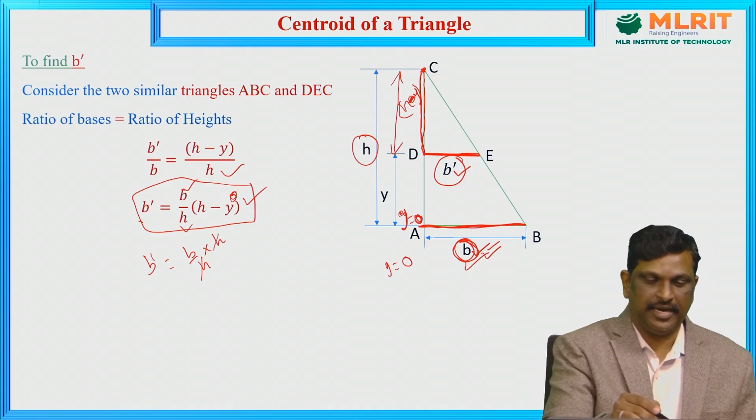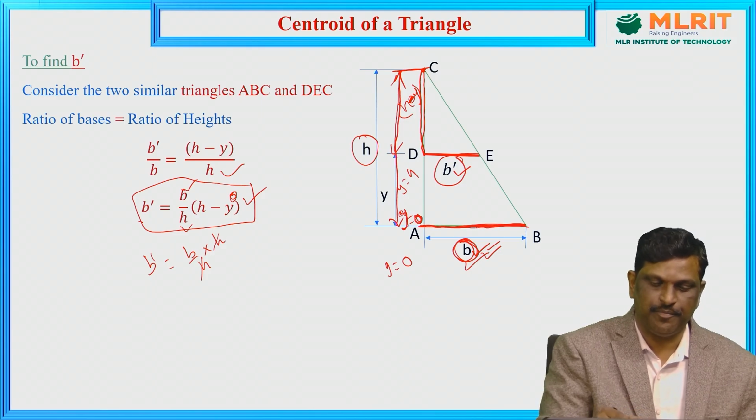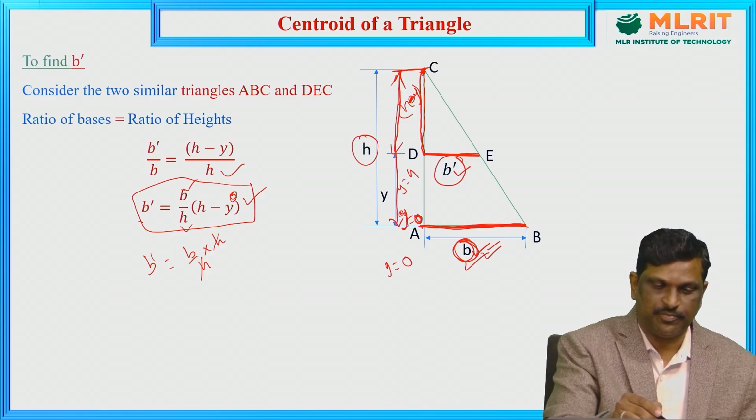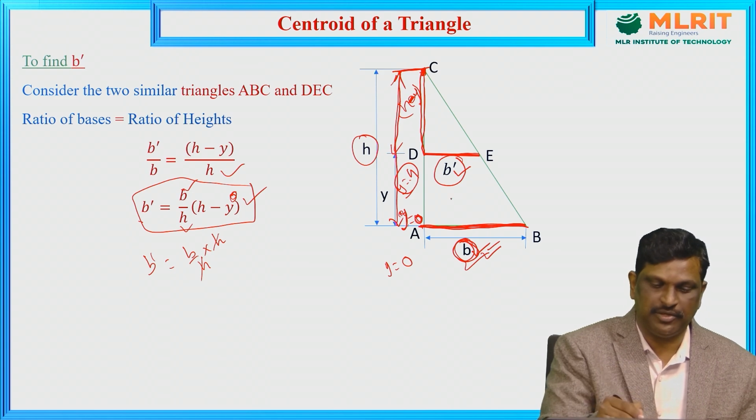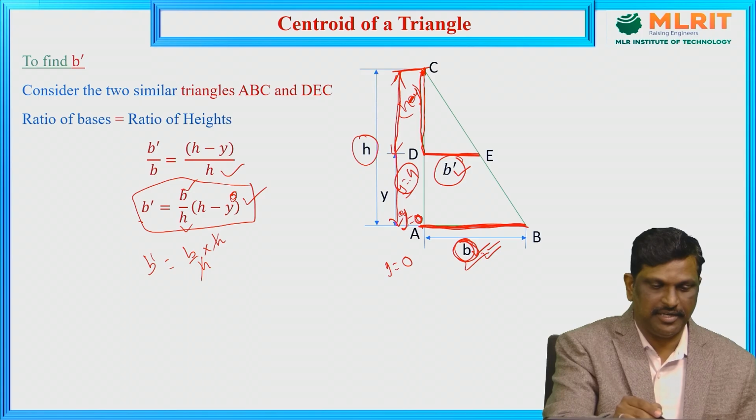And at y equal to H, that means at the peak point or highest point, y is equal to H. Y is the distance from base. So at the highest point, y is equal to H. At that place, B dash is equal to 0, or there is no base. The base is reducing and it becomes 0.